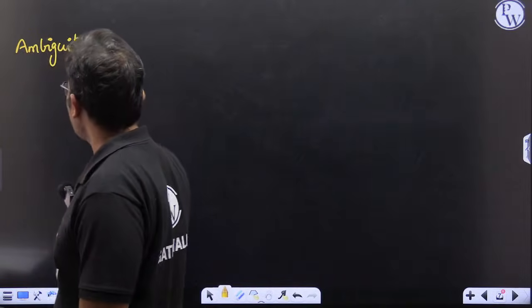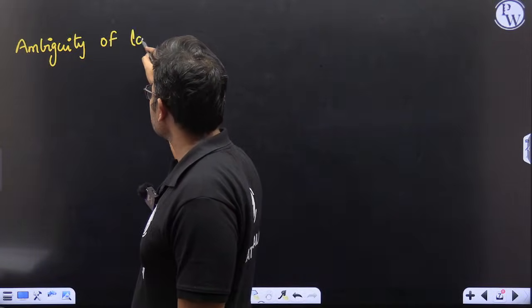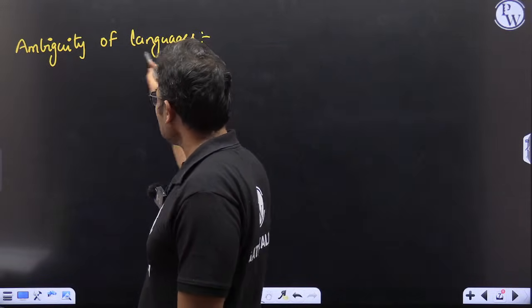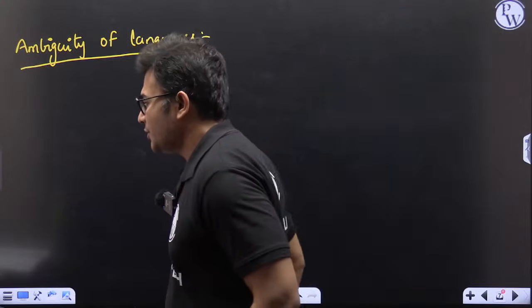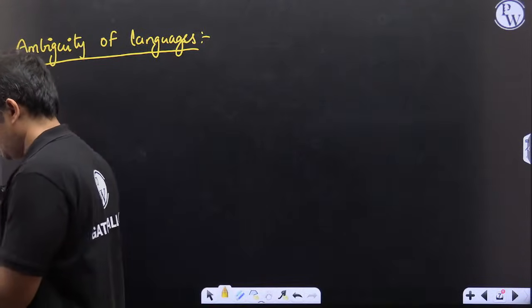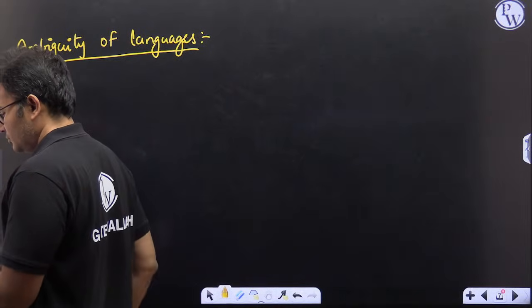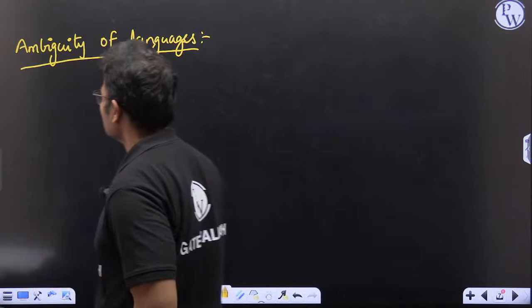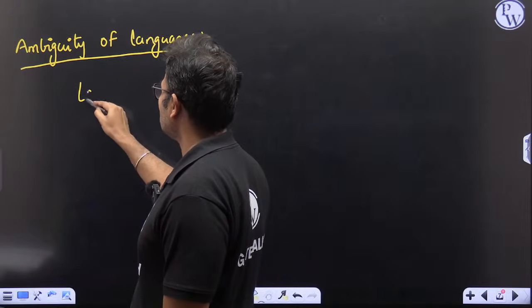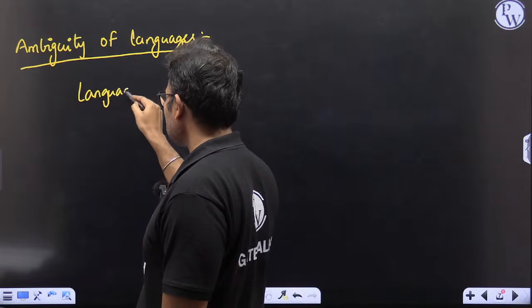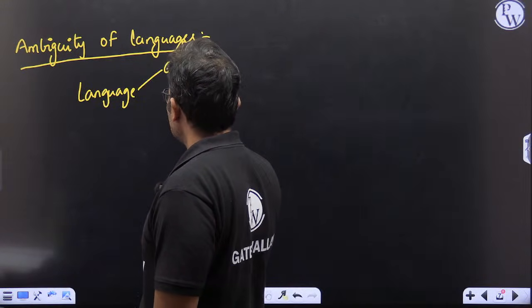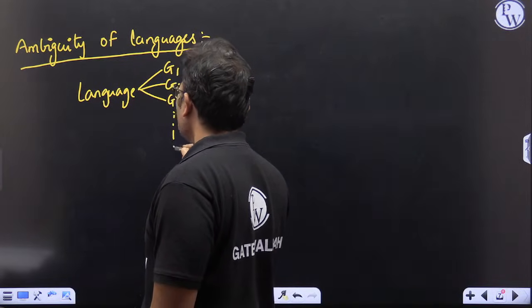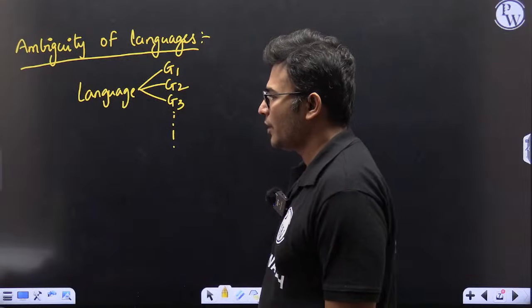Ambiguity of languages is different from ambiguity of grammars. A language can have an infinite number of grammars.